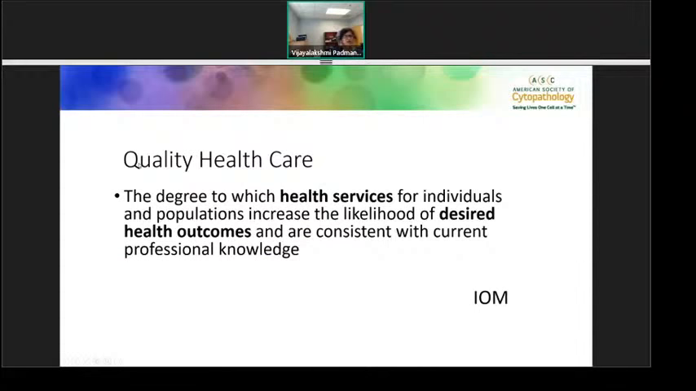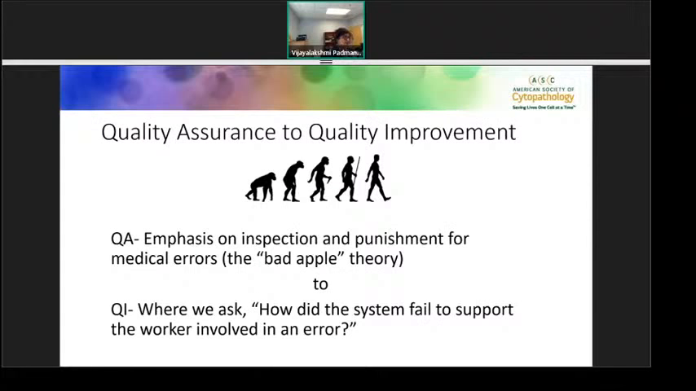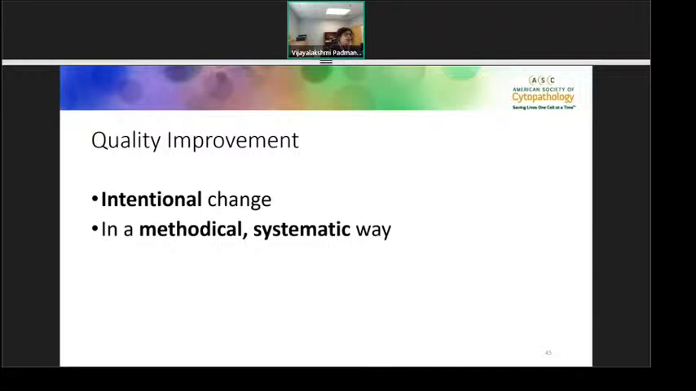So quality healthcare is the degree to which health services for individuals and populations increase the likelihood of desired health outcomes and are consistent with current professional knowledge. So we've talked about quality control and quality assurance, right? Now let's move on to quality improvement. The idea is with quality improvement, we don't say, oh, X made the error. We're not inspecting and punishing. But we're asking, how did the system fail to protect the worker who was involved in this error? What did the system do wrong? Where can we improve? Quality improvement is an intentional change. It's done in a very methodical and systematic way.